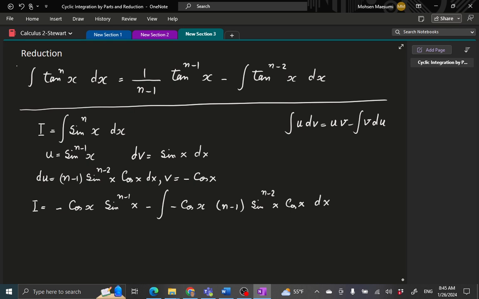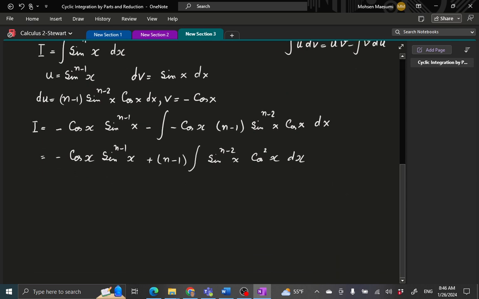We notice that we can simplify a bit, so minus cosine of x sine to the power of n minus 1 of x minus n minus 1, they can be all condensed into a factor of n minus 1 outside of the integral, cosine and times cosine. I can write it as cosine squared of x dx.